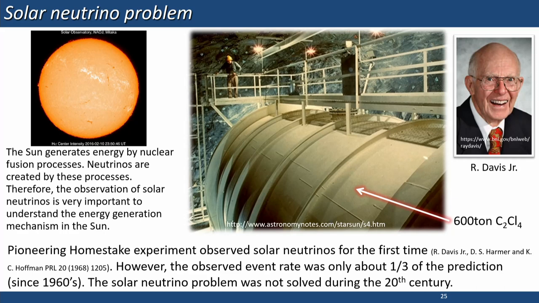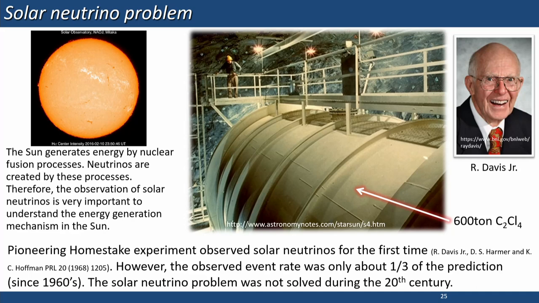However, the observed event rate was only about one-third of the prediction. This was in the late 60s. Then the subsequent solar neutrino experiments were successful in observing solar neutrinos, but they also confirmed the solar neutrino deficit. But anyway, the solar neutrino problem was not solved during the 20th century.